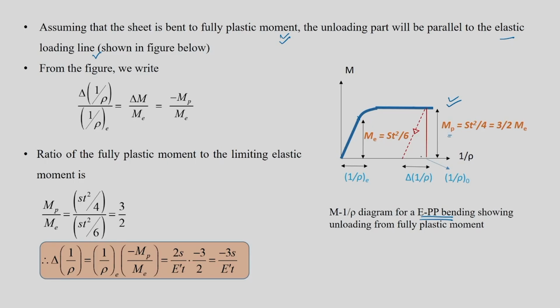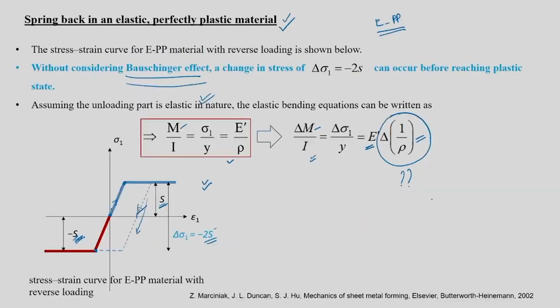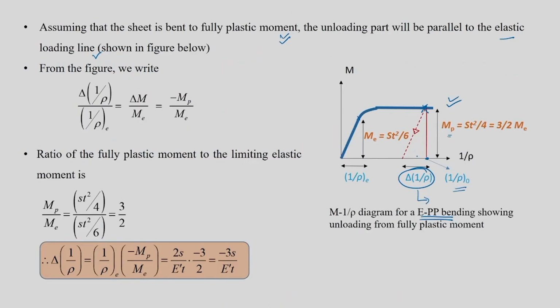Now you will see that we are going to unload it from this particular point. Unloading is done here, and when you unload it, we actually need to get this particular curvature 1 by rho naught. 1 by rho naught is actually the reference that we need to convert the sheet to. But this del 1 by rho has happened because you are unloading it, which we just now encircled. This quantity, which we just discussed, is represented in this diagram, and it is what is responsible for our spring back.